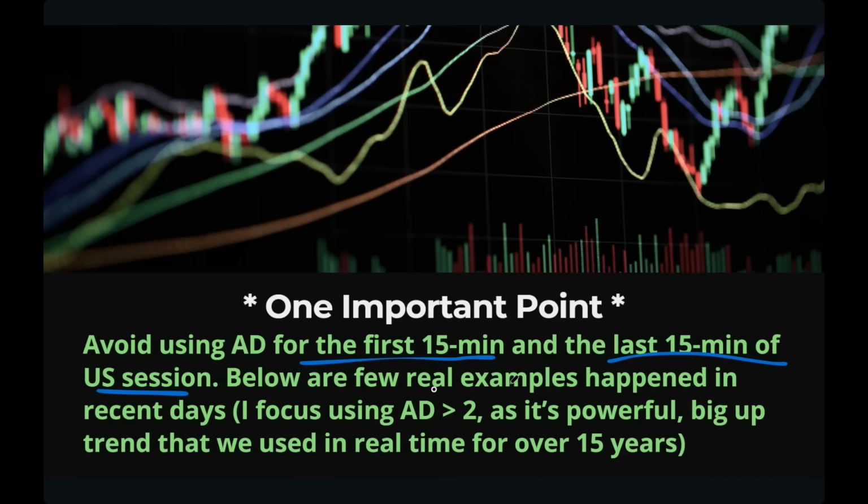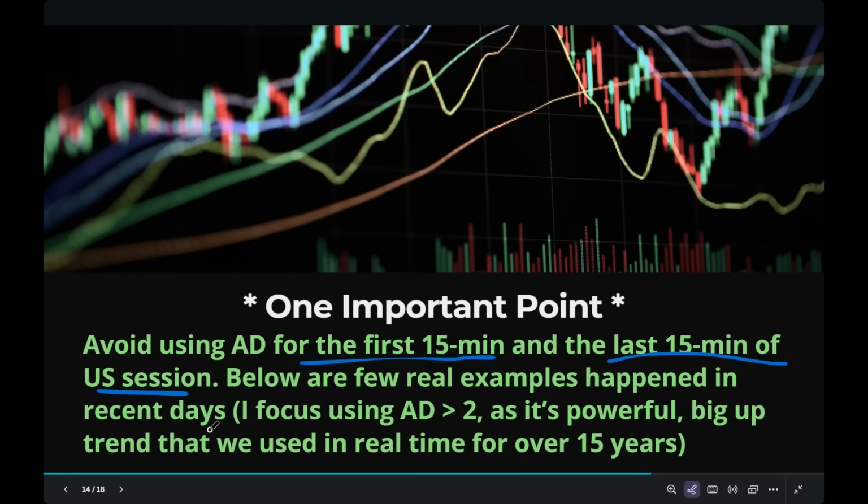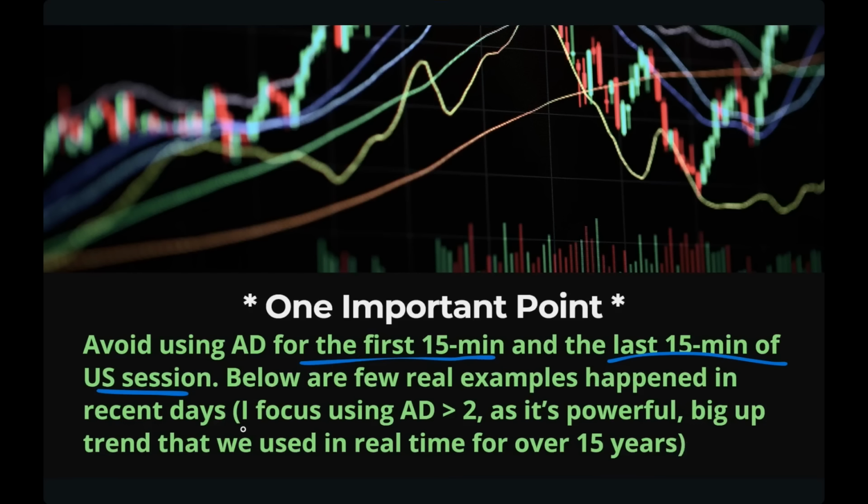Below are a few real examples that happened in recent days. I focus on using AD greater than 2, very bullish, as it is most powerful. It's a big uptrend, and we have used it in real time for over 15 years. And the winning ratio is almost 80%. We keep records every day for the past 15 years.